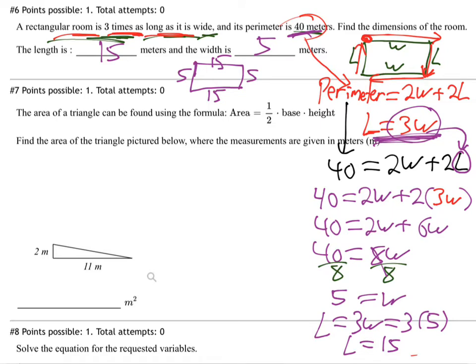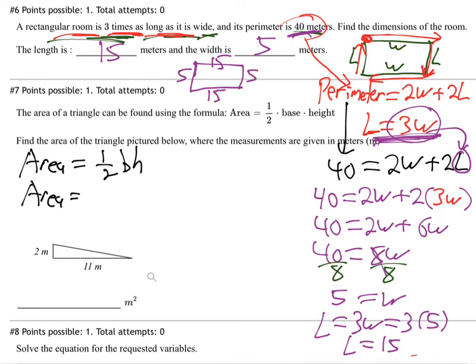All right. Number 7. The area of a triangle can be found using area equals half base times height. Remember the area of a triangle formula? Have you seen that before? Find the area of a triangle, picture below, where the measurements are given in meters. Okay, so it wants to find the area of that triangle. That won't be too bad.